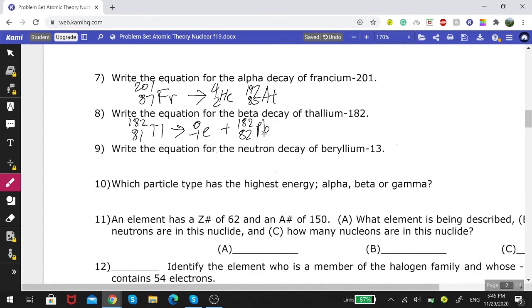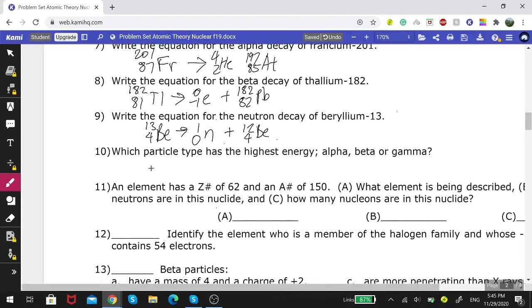Alright, write the equation for neutron decay. Neutrons, so we have beryllium 13, Be 13, 4 makes, let's see, neutron decay is 1, 0, n. And that makes plus 12, 4, which makes also beryllium, Be. There. What particle has the highest energy?